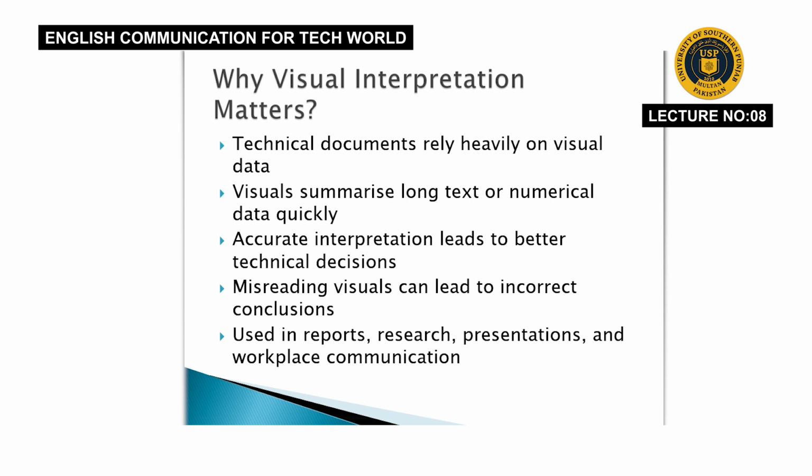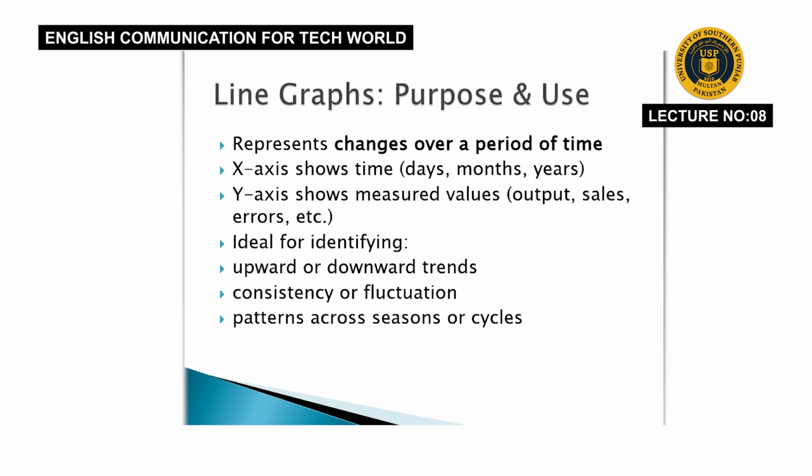However, visuals must be interpreted accurately. A wrong reading of a graph or a table can lead to incorrect decisions, such as misjudging performance, misunderstanding results, or making a wrong prediction. This is why visual literacy is considered a core communication skill.